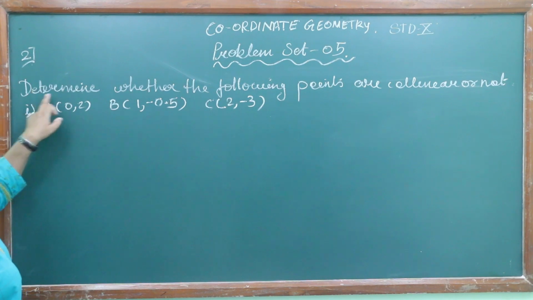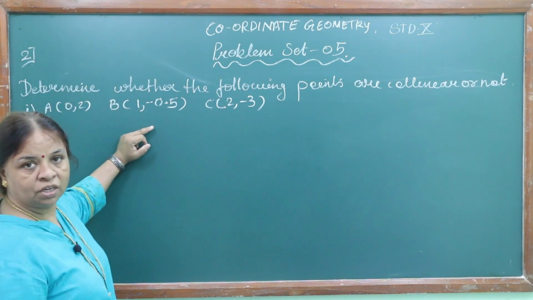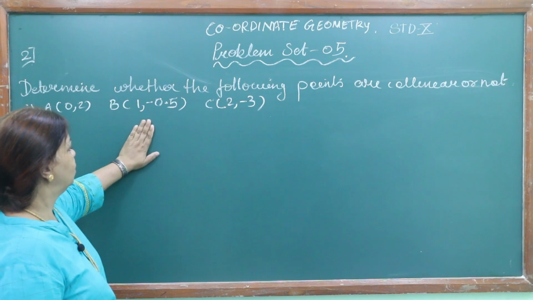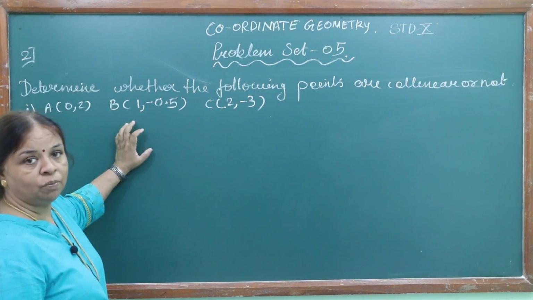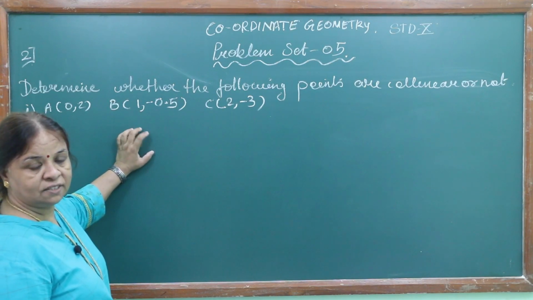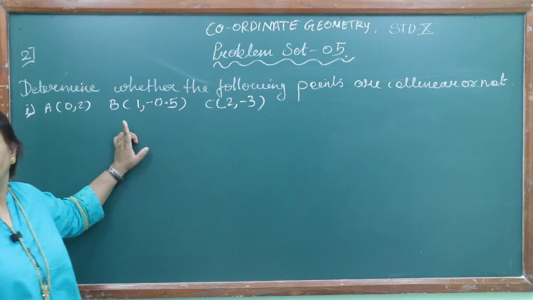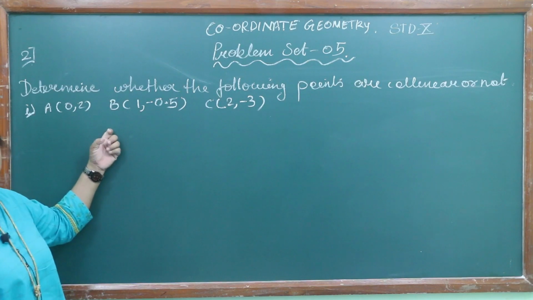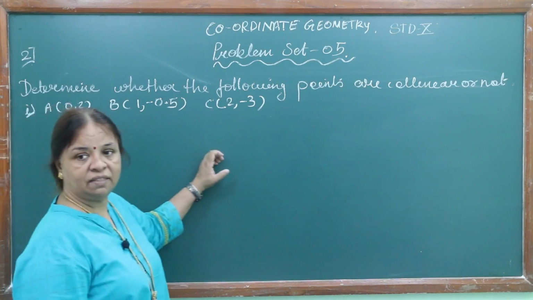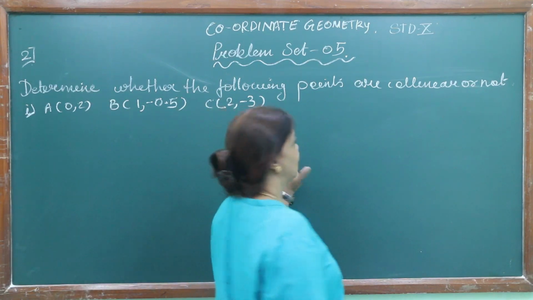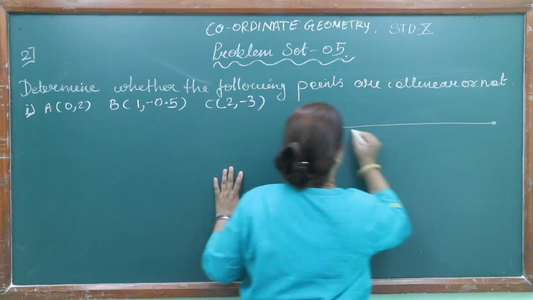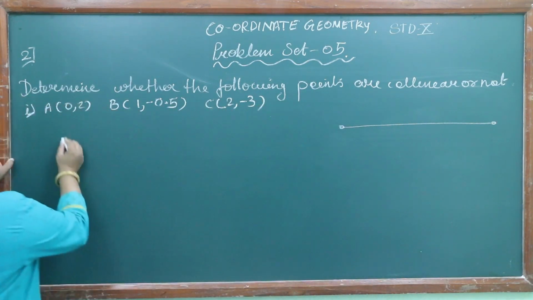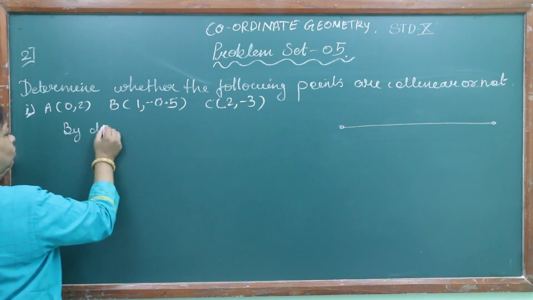Question number 2 of problem set, determine whether the following points are collinear or not. Children, to determine whether the points are collinear or not, we can do it by slope method also. But slope method is not there this time for you, as it is coming under reduced syllabus for SSC. So we will do it by finding the distance of three distances and then comparing with the other 2 distances. Let us see it. First we will find out AB by distance formula.